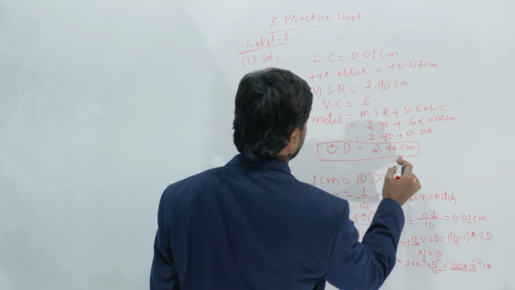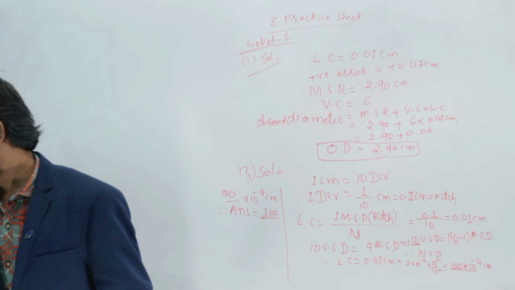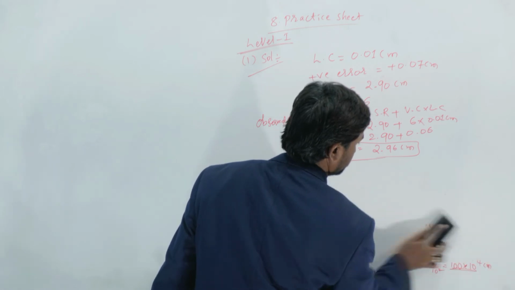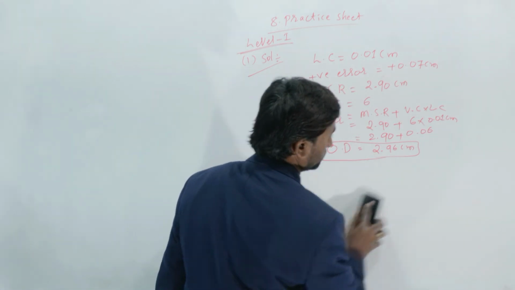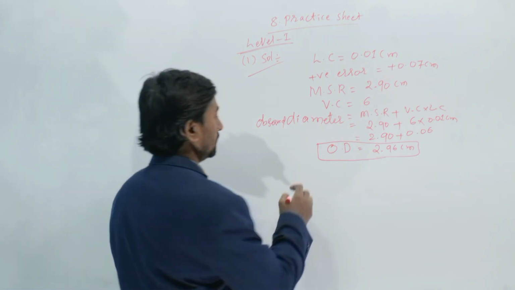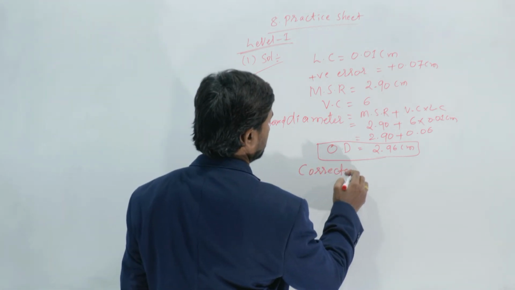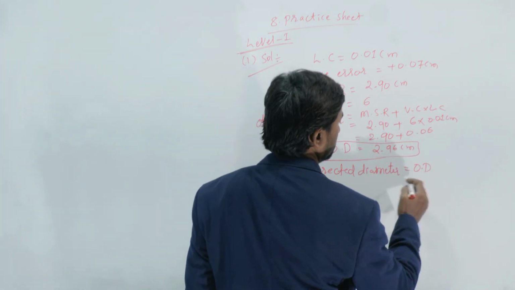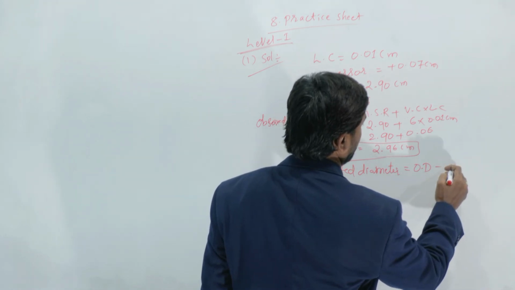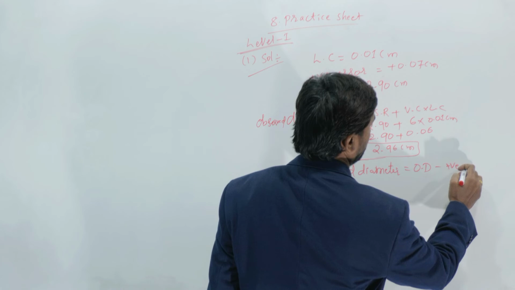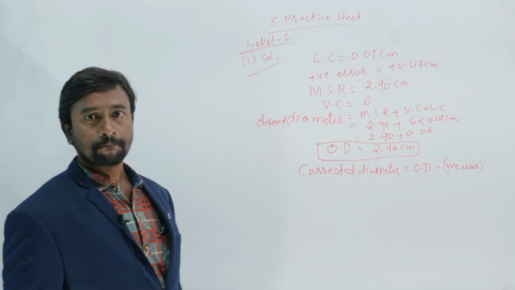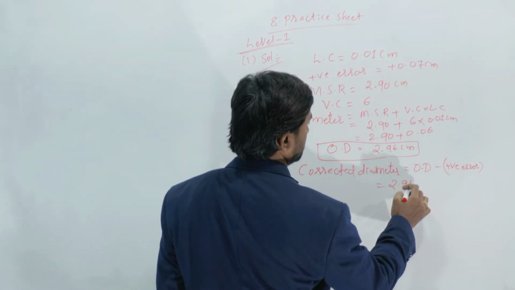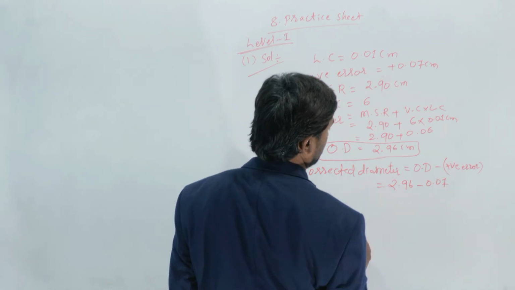They are asking for the corrected radius. Now, how to write the corrected diameter? If it is a positive error, we have to subtract it from the observed diameter or the observed reading. So the corrected diameter is equal to observed diameter minus positive error. Here the observed reading is 2.96 minus 0.07. We have to subtract from here.